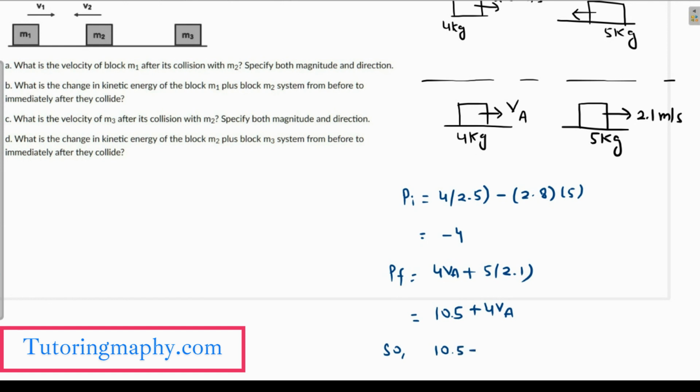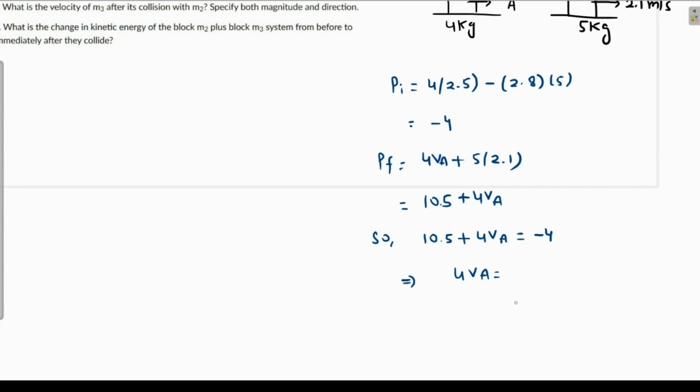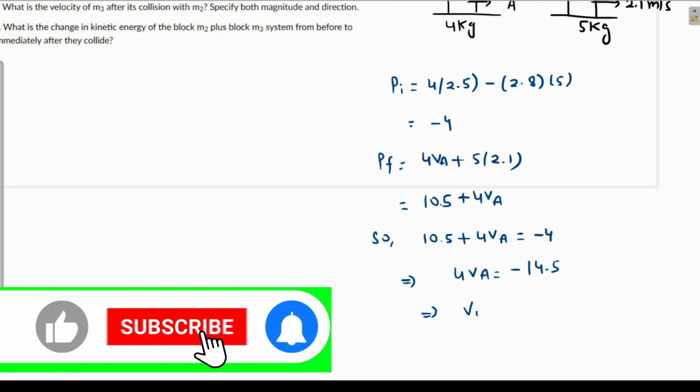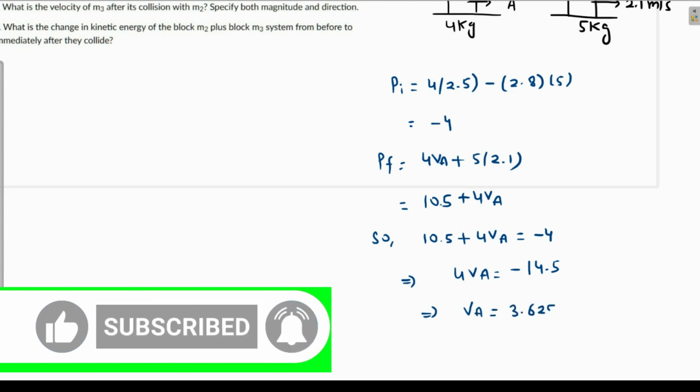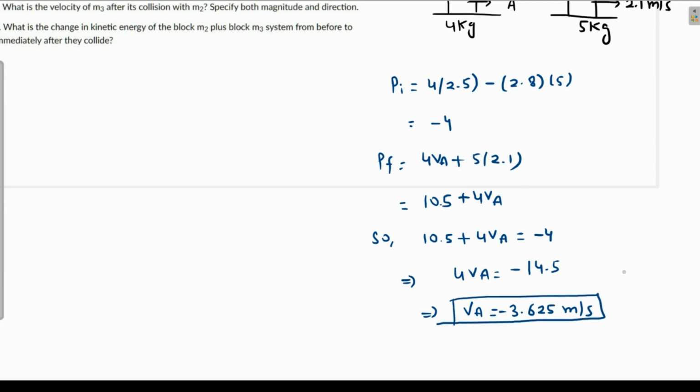So 10.5 plus 4 times V sub A is equal to minus 4, because the momentum is conserved. Subtracting 10.5 from both sides, that's negative 14.5, and dividing both sides by 4, we have the value of V sub A as negative 3.625 meters per second. So definitely the mass M1 is moving with 3.625 meters per second over on the left after the collision.